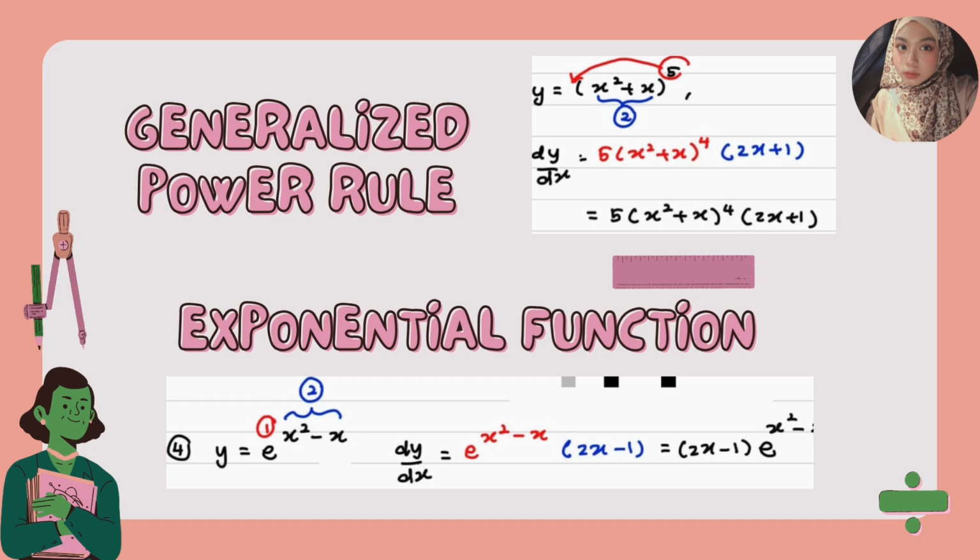Plus, you still bring the power down and subtract 1 from the exponent, but you also have to multiply by the derivative of the inside function. This is like a mini version of the chain rule. This rule is especially helpful when you're dealing with brackets raised to powers.